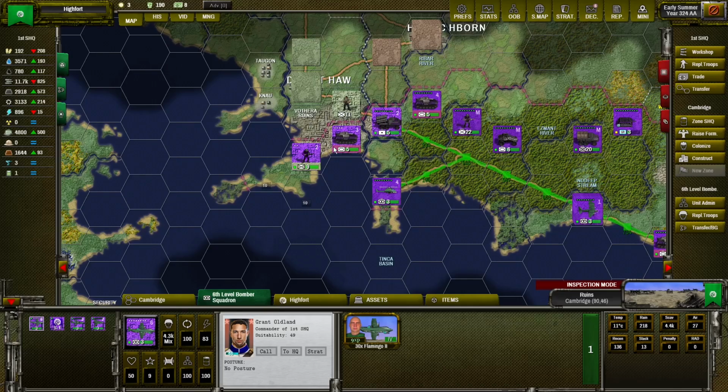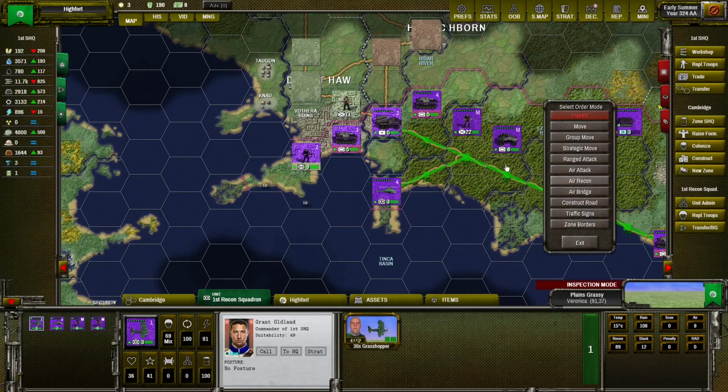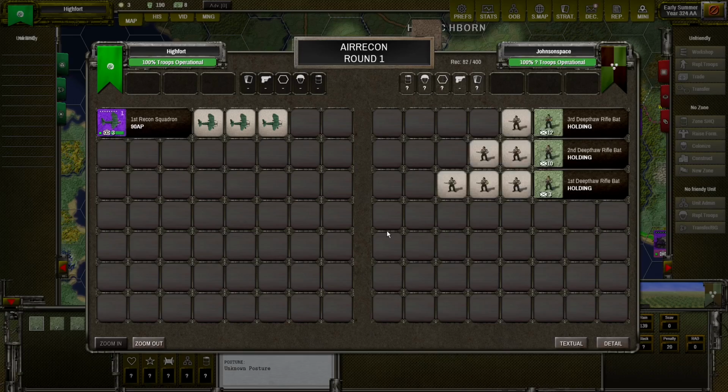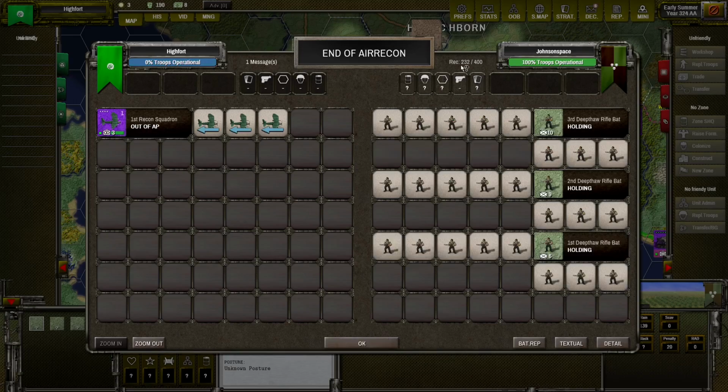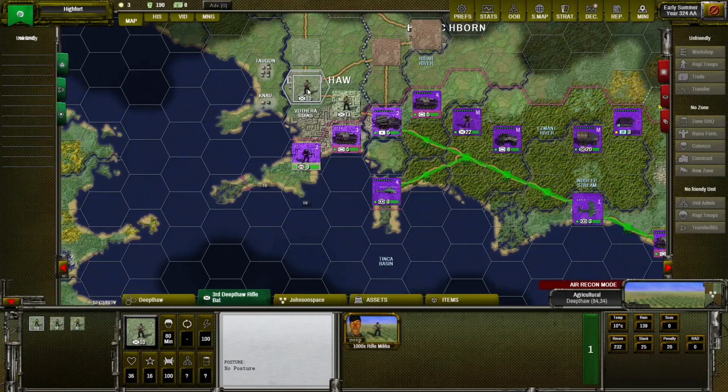Okay, so the situation evolved. We are close to their city. They are hiding in the ruins. So we need to know better what the situation is. So let's do some recon mission in this hex. Birds are in the sky. So we got 232 recon. Great. Now we know more about who they are and how many enemies are here.